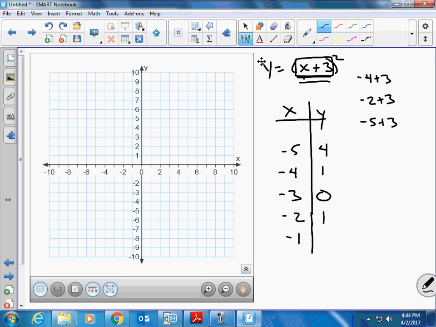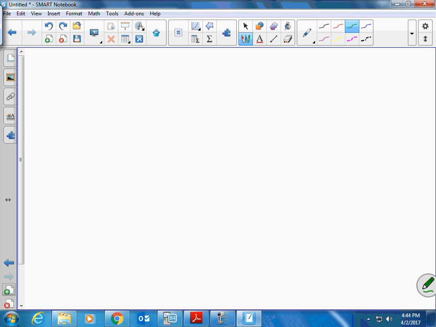Put in a negative 1. Negative 1 plus 3 is 2. 2 squared is 4. It does have the same pattern, and it really did move opposite of what it looks like. It says x plus 3, but what it really did is it moved left 3. And then it followed the same pattern as before. Okay? All right. Try another one.